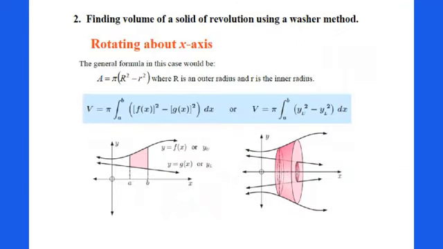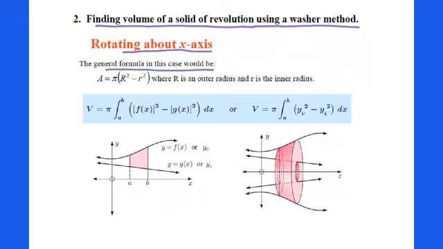What if we have two functions rotating about x-axis? Finding the volume of a solid of revolution using a washer method. The general formula in this case would be this area equals pi times capital R squared minus lowercase r squared, where capital R is the outer radius and lowercase r is the inner radius. Like this function from here to here, that is capital R. Then from here to here, that will be lowercase r.